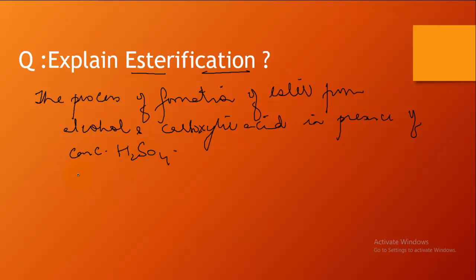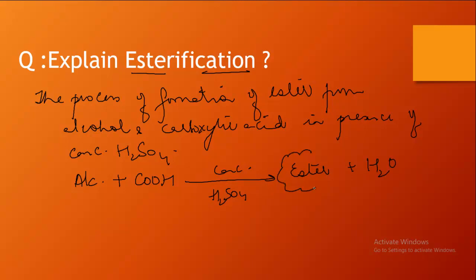So what is the general reaction involved? It is alcohol plus carboxylic acid in presence of concentrated sulfuric acid, and we get ester plus water. So this is the general reaction. And what is the identification property which shows that the ester is formed, or the reaction has taken place? After we mix alcohol and carboxylic acid, when they react, we come across a fruity smell, and that fruity smell indicates that the reaction has taken place.